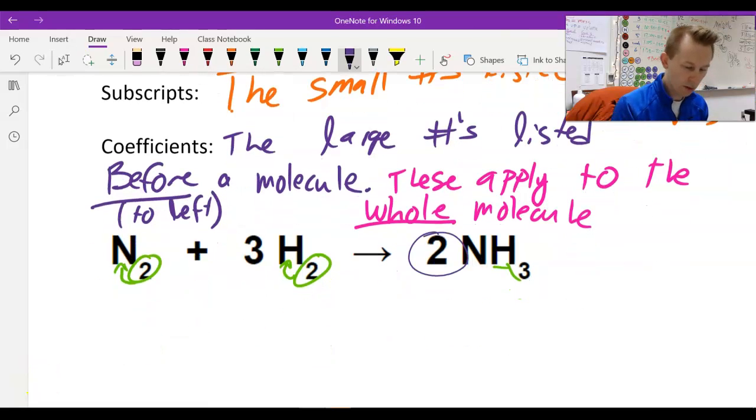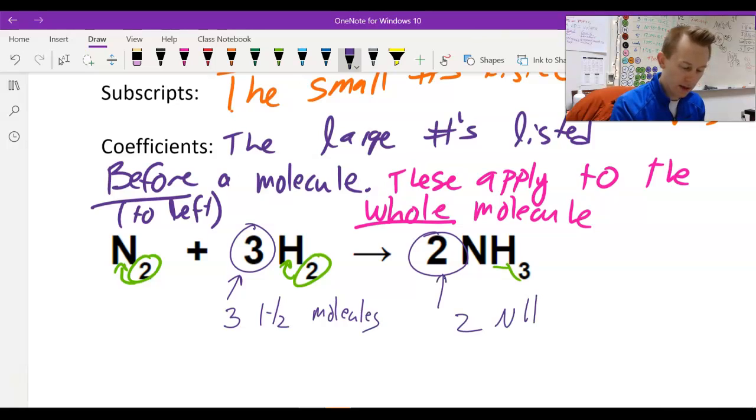So this is a coefficient. And again, there's not a written 1 there, but we can imagine that that would be the coefficient if we were to write it. And again, that applies to everything that comes afterwards. So this right here tells me that there are 3 H2 molecules. Okay, this tells me that there are 2 NH3 molecules. All right.